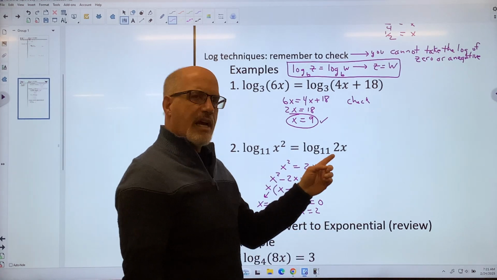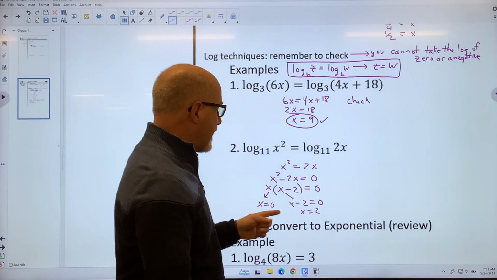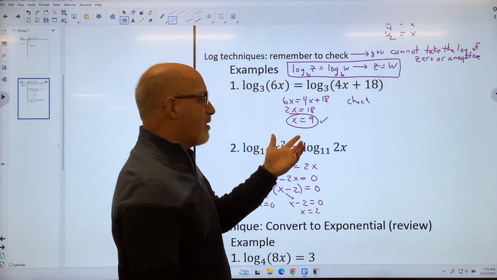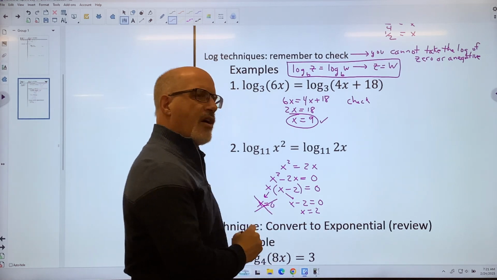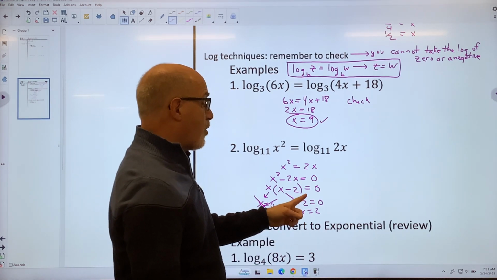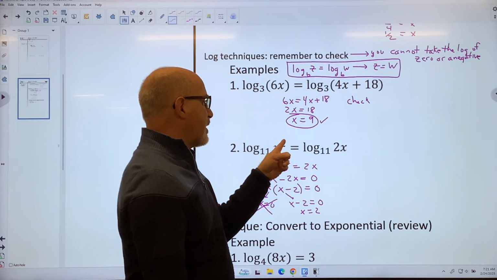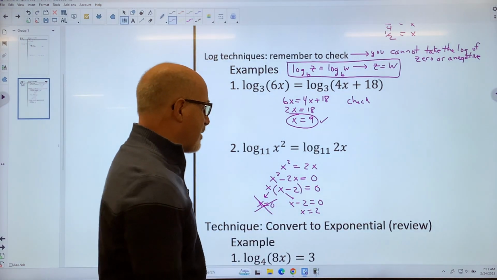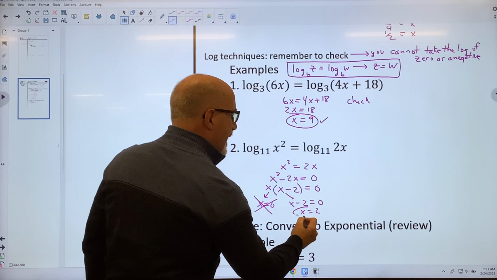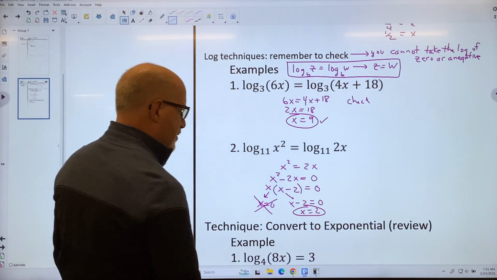Let's check these two, see if on either side we get 0 or a negative. Notice when you put in 0, you get log of 0. This one's not allowed because you can't take the log of 0 or a negative. You put in 2, you get 4, here you get 4. That's okay because it's a positive number. So this is our only answer for this one, x equals 2.